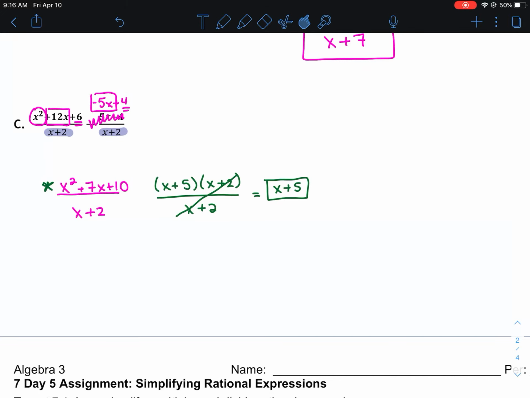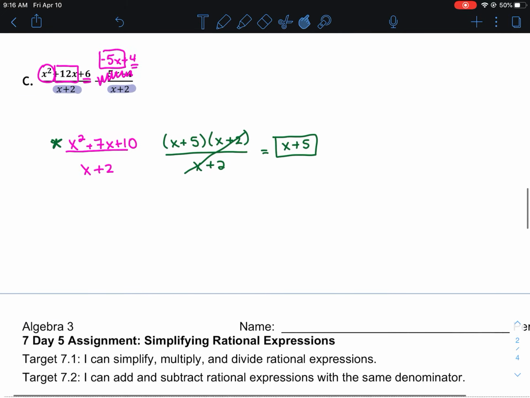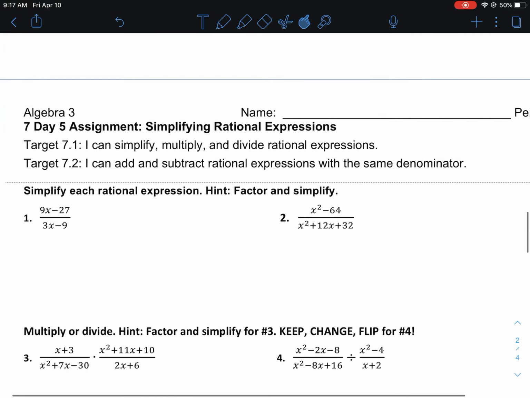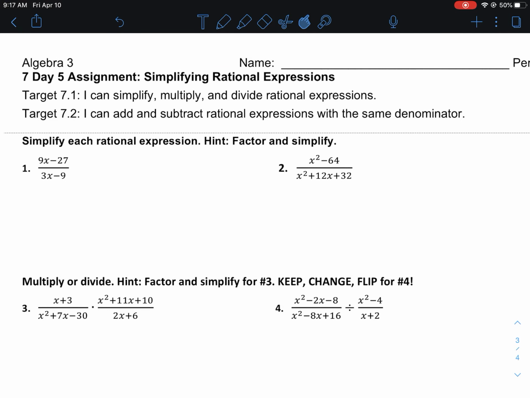All right, so what I want you to do next is the day 5 assignment. Okay, so go ahead and try this, and then when you're done, check the answer key on Schoology.